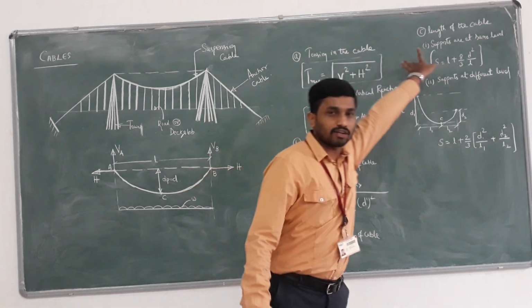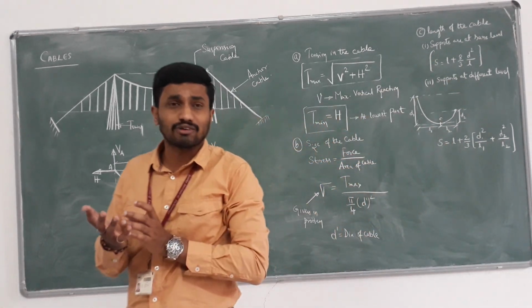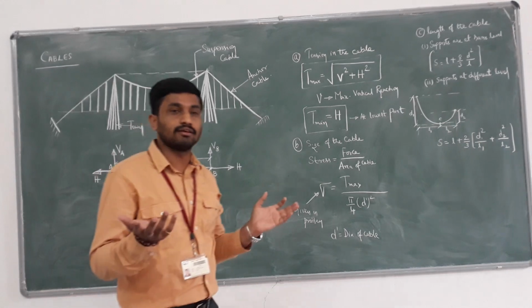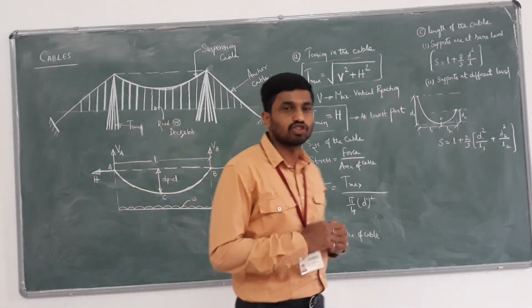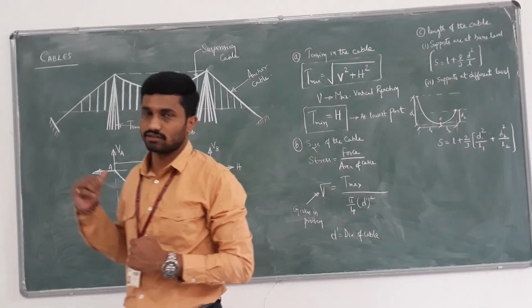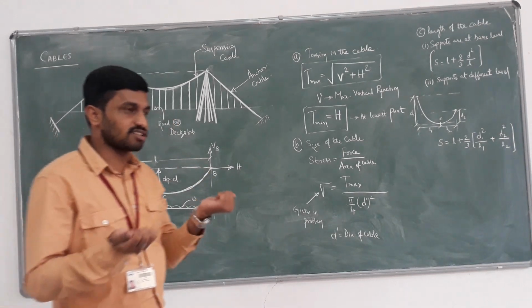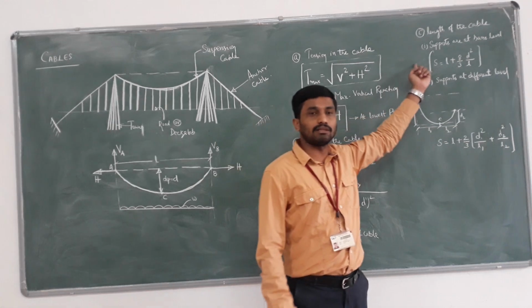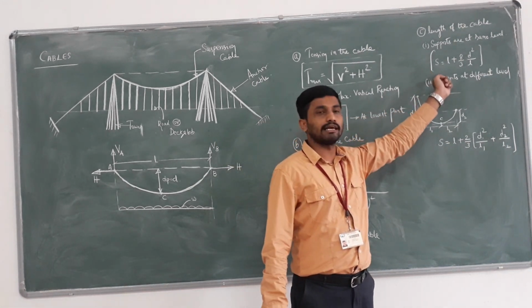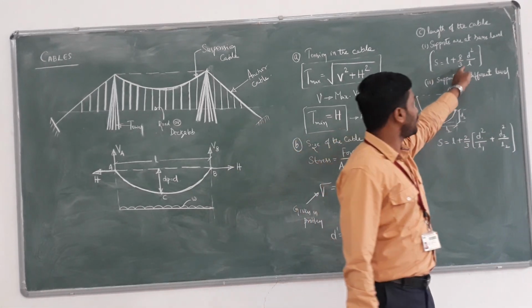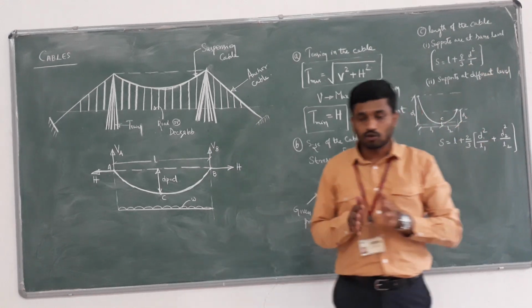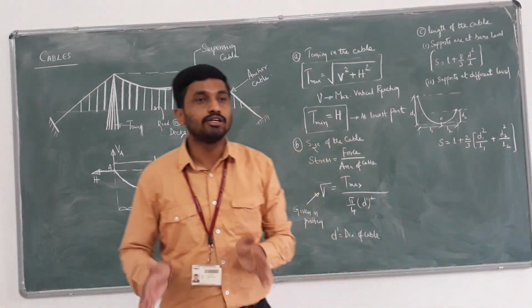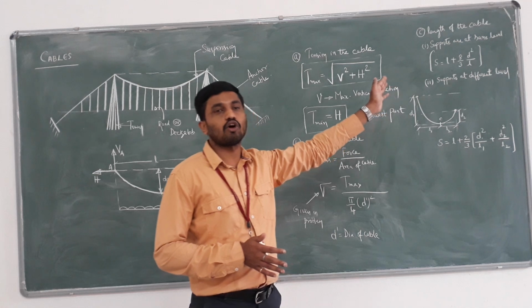Once we know the required size, next is the required length. There are two types of problems in this section: supports at the same level and supports at different levels. If the supports are at the same level, we use the formula S equals L plus 8 by 3 d square by L. We are not deriving it here; just refer to this equation to solve the problem.